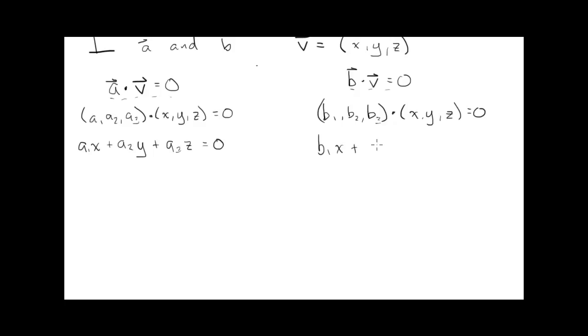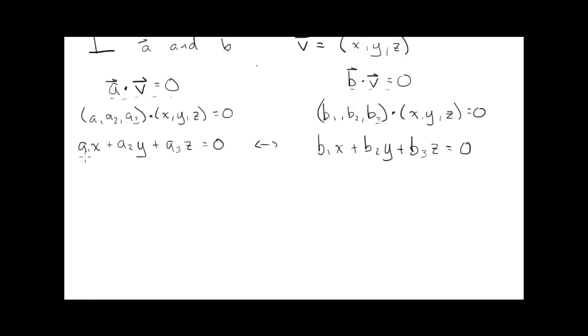B1X plus B2Y plus B3Z is equal to 0. So now we have these two equations, and notice we still don't know X, Y, and Z, right? We got a lot of unknowns. Well, we can simplify this a little bit. Okay, so we could eliminate a variable in this case.